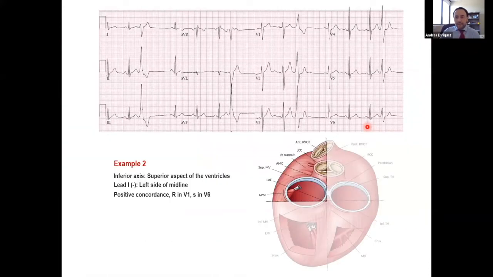So we have another example. This was a young patient, a young student, 20-something, with very frequent PVCs. Here we see that the PVCs also have an inferior axis, positive in 2 and 3, but in this case lead 1 is negative. So we're talking about this quadrant here. The PVCs have positive precordial concordance, a monophasic R wave in V1 and also a small terminal S wave in V6. All these characteristics suggest an origin from the superior aspect of the mitral annulus.